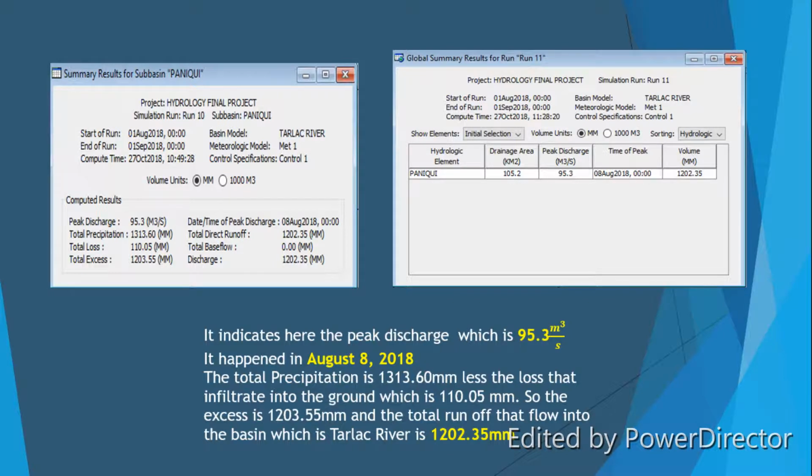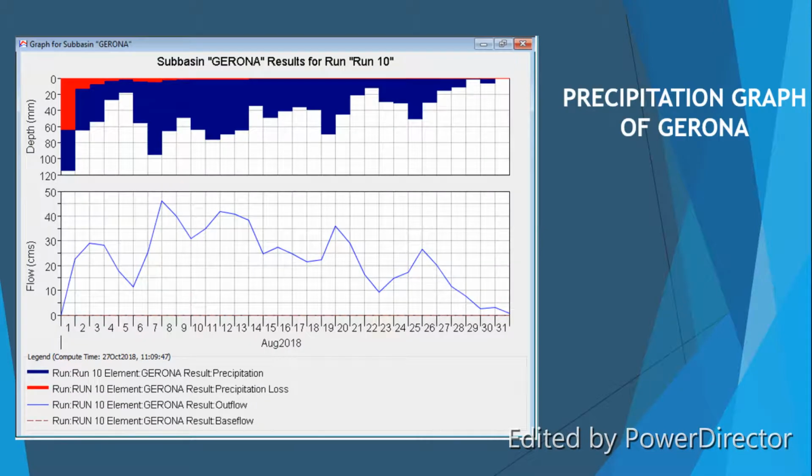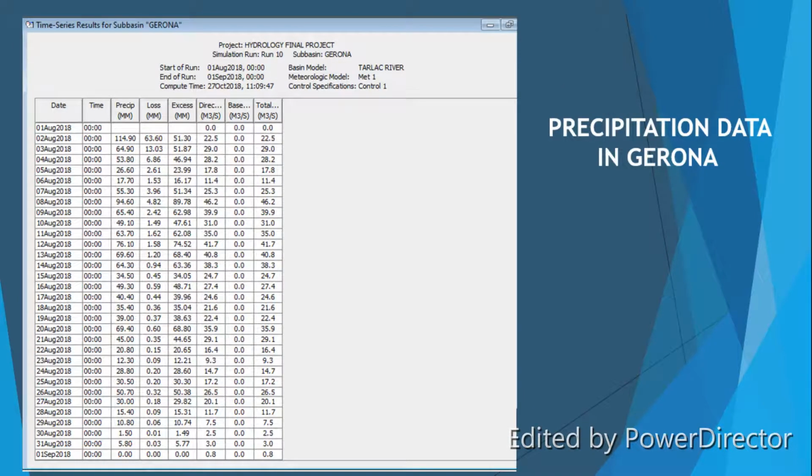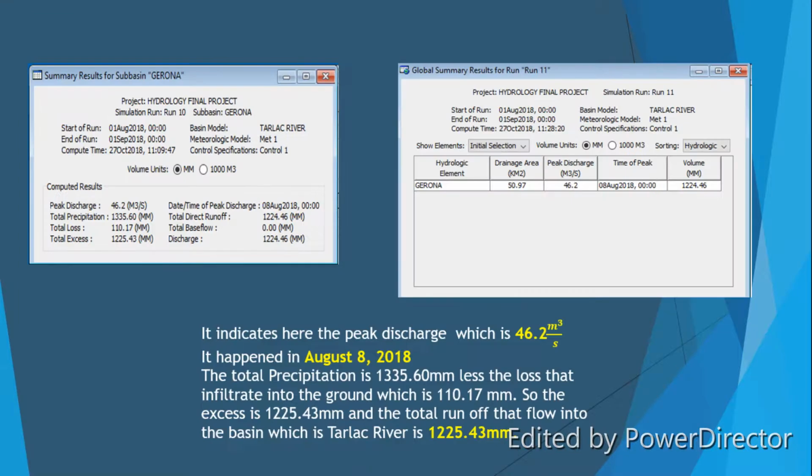1,202.35 millimeters. And lastly, the precipitation graph of Herona also shows that on August 1, there are more losses than the water that ran off, but in the following days, because of consecutive rainfall and the fast velocity, the runoff is higher than the losses. And the precipitation data shows that on August 1, there is more loss or infiltrating water than runoff, but also from August 3 to September 1, there is more runoff than losses.